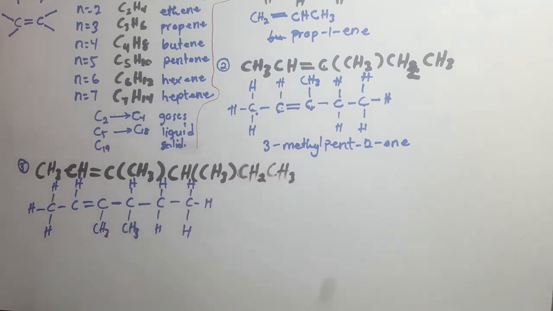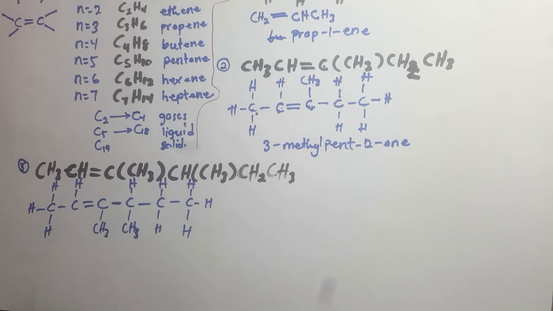So to name this, let's count the number of carbon atoms. 1, 2, 3, 4, 5, 6. 6. And counting from here, 1, 2. The double bond is found on the second carbon. Counting from here, it's found on 1, 2, 3, 4. So we go for the least. 1, 2. So 2. So since you have 6 carbon atoms, it's going to be hex-2-ene. Some people call it 2-hexene. They are all right. So hex-2-ene.